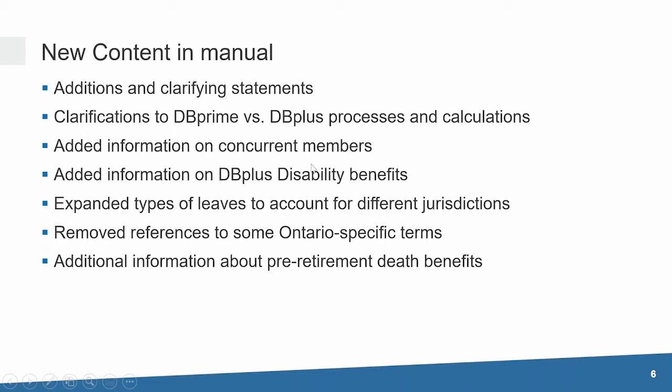So in summary, the updates to the manual include edits and clarifications throughout the manual, including processes for DB Prime and DBplus. The manual has expanded the types of leaves to account for other jurisdictions and removed any references to Ontario-specific terms. There is also additional information provided for pre-retirement death benefits. And please note that we will be revising the manual throughout 2021 to cover any new processes that may be completed using the employer portal.